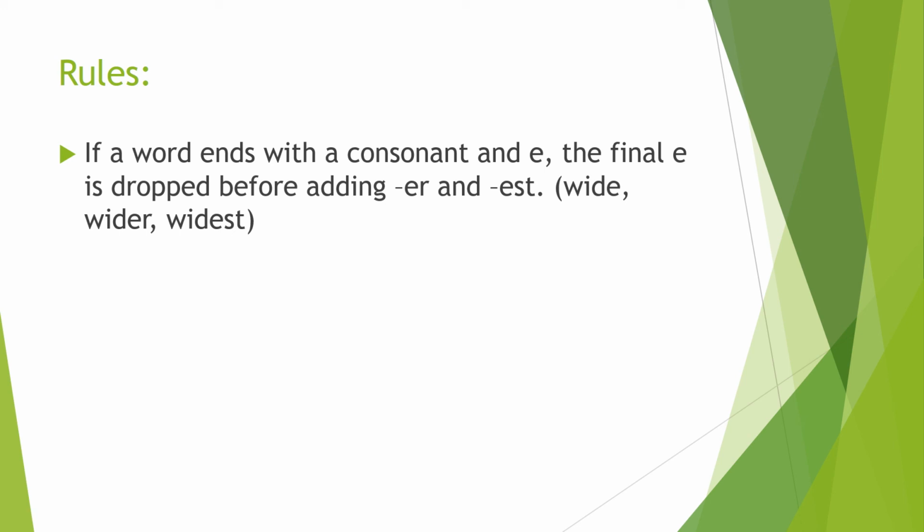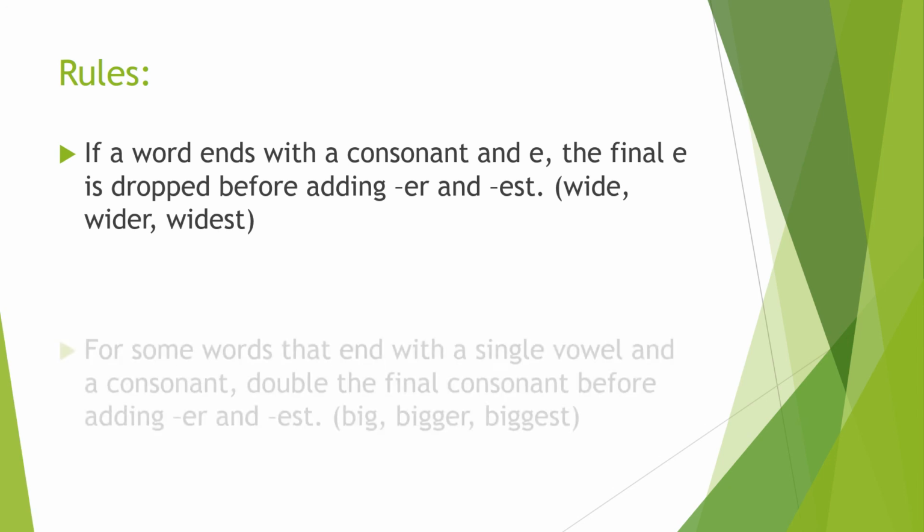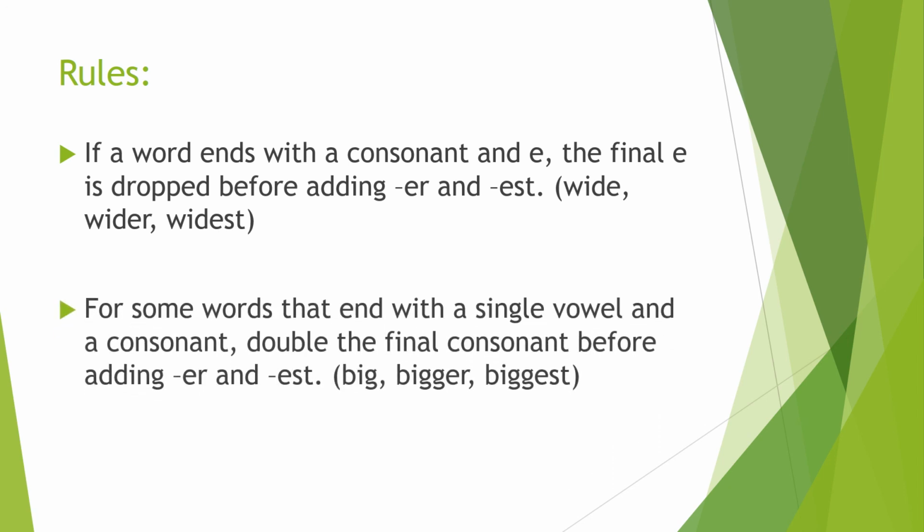Here's an example. You have the word wide. Wide ends in E. You have to kick out the E before you can add ER to make it wider and to make it widest. For some words that end with a single vowel and a consonant, so that's vowel consonant, you have to double that last consonant before adding ER and EST. For example, the word big. Big is a single vowel with a consonant, so you've got to double that consonant G before you can add ER or EST to make bigger and biggest.